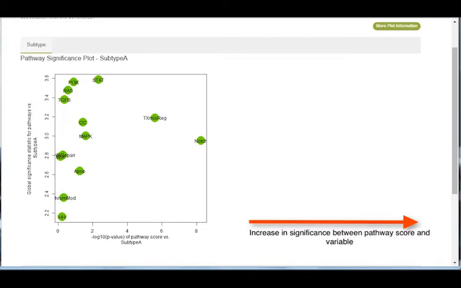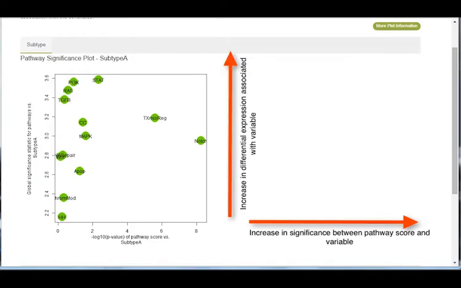The vertical axis gives each pathway's global significance statistic. Pathways appearing at the top of the plot have the most extensive differential expression of their genes with the variable in question. Here, we see that only the notch and transcriptional misregulation pathways have impressive differences in their pathway scores between subtype A and normals.